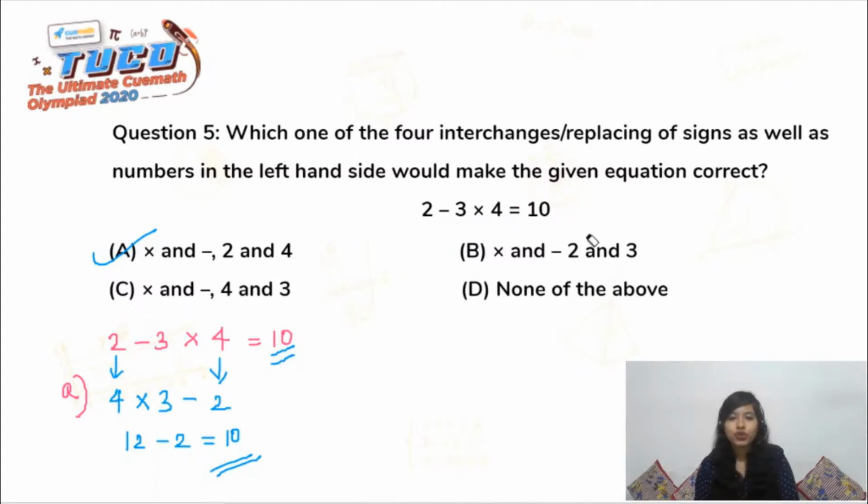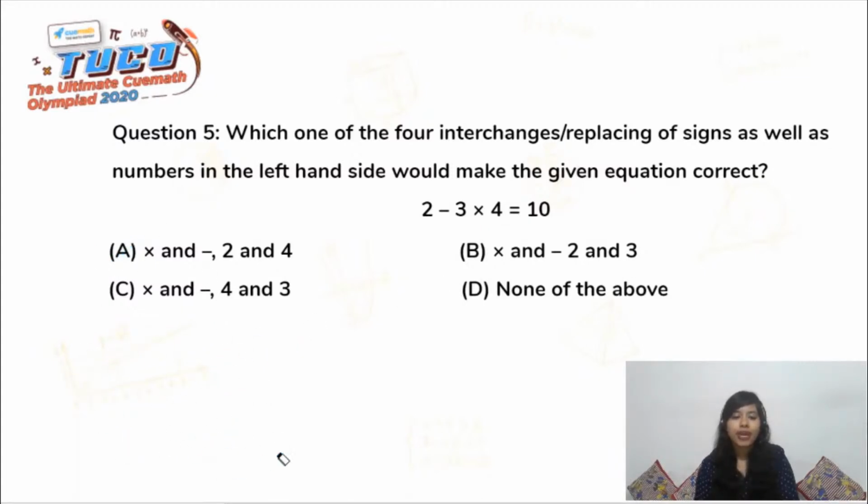So if you wish to, you can go ahead and try the other options as well. Whatever pairs of operators and pairs of numbers are given to you, you can replace them and check if you're still getting the result as 10 or not. If you're getting 10, that means that particular option is the correct answer. It's not going to change your answer here. So let's go ahead with the next question now.